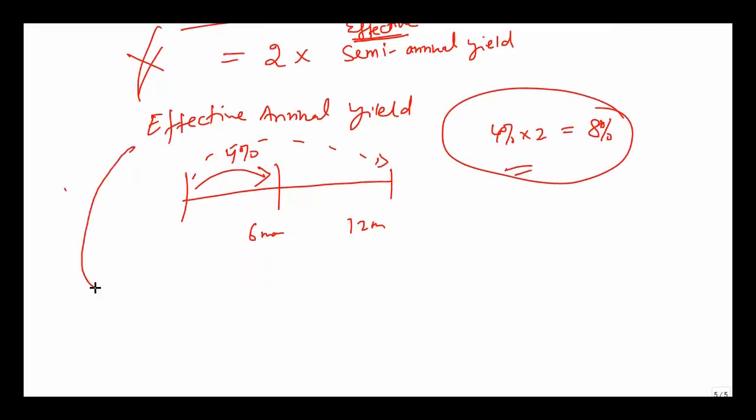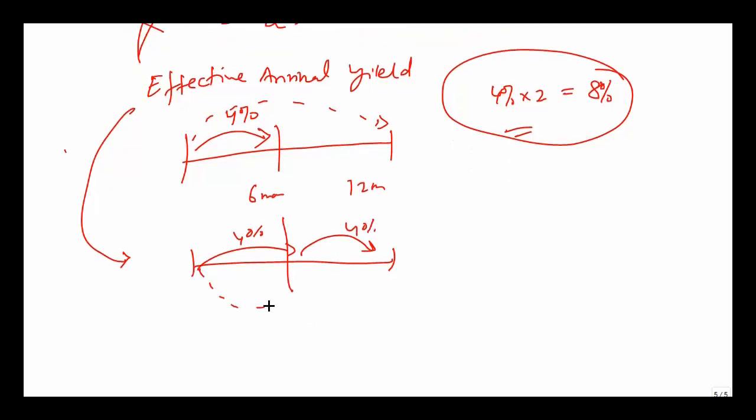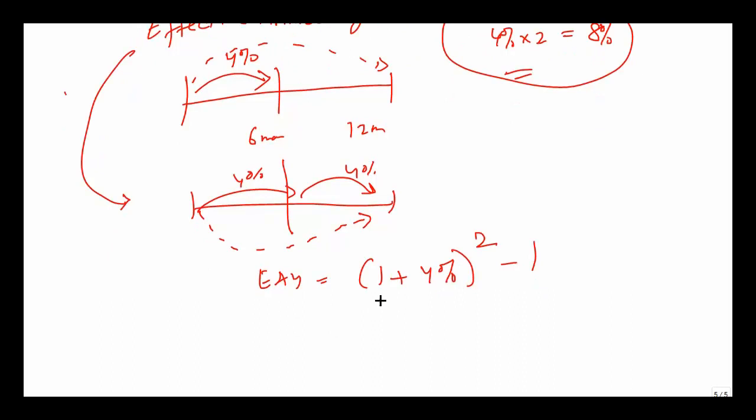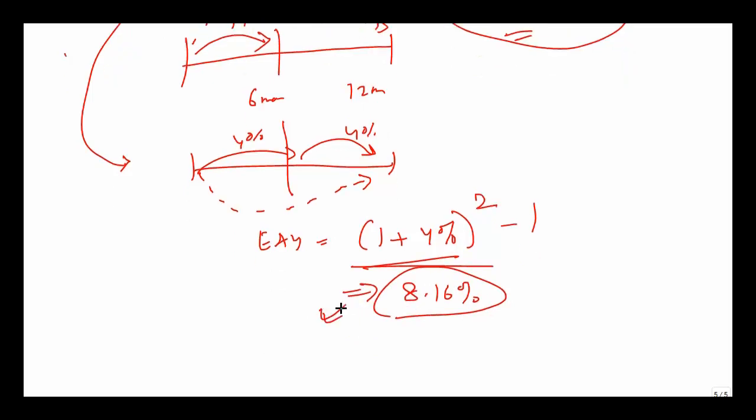But in the case of the effective annual yield concept, if this is your 4%, you expect the 4% to come over here, so you have to do the compounding. So your effective annual yield will be equal to 1 plus this 4% to the power 2 minus 1. So your effective annual yield will be slightly more than the bond equivalent yield. Here it will be 8.16%.